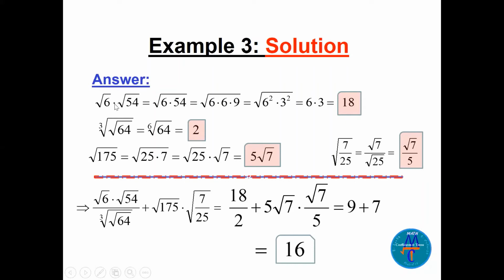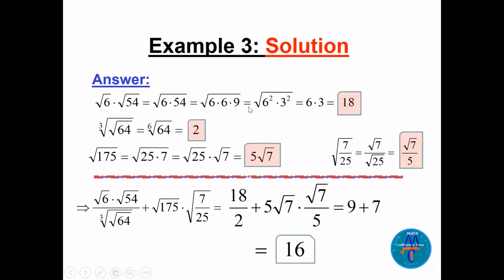Square root of 6 times square root of 54. We know that will be square root of 6 times 54. Let me tell you a little advice here, please. Especially if you don't have a calculator, do not multiply 6 times 54. Do not, because you get a big number, then you have to break it down. Leave the 6. 54, we know, is 6 times 9.